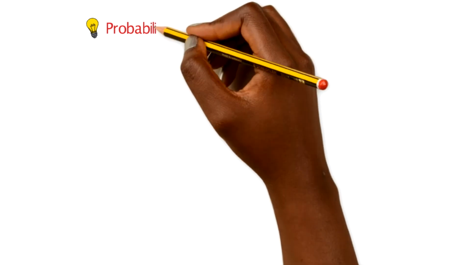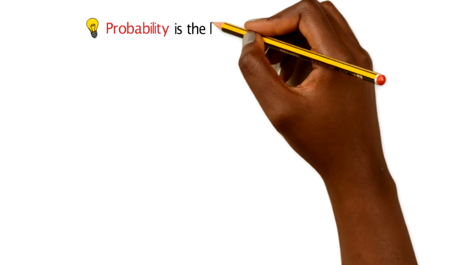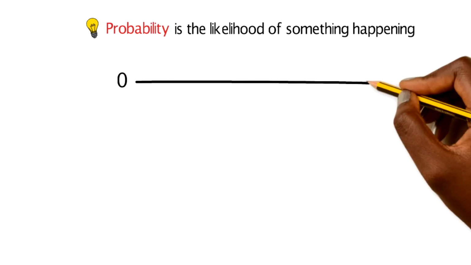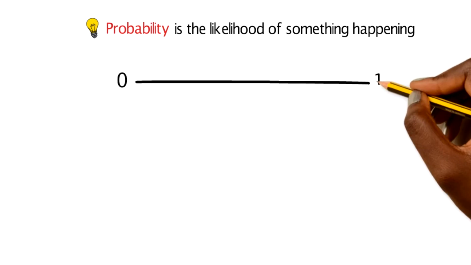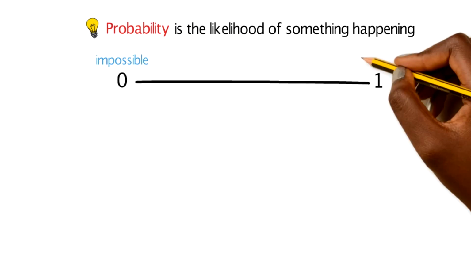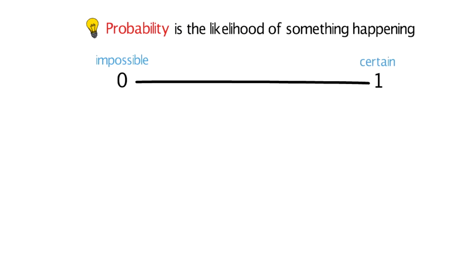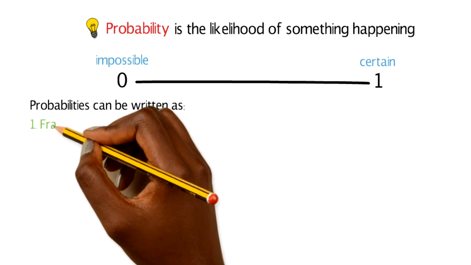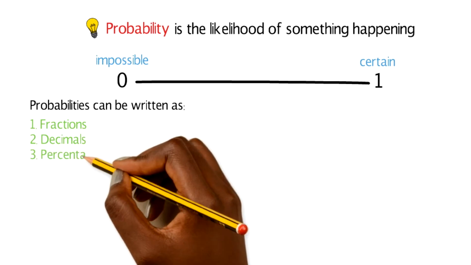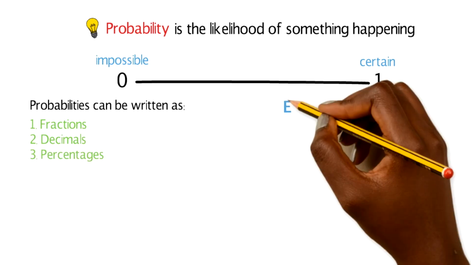Okay, so probability basically just means the likelihood of an event occurring, or what's the chance of something happening. And when we think of probability in regards to maths, we have it on a scale of 0 to 1, 0 being impossible and 1 being 100% certain. So probabilities can be written as either fractions, decimals, or percentages. So be aware of these different forms that it can be written as.